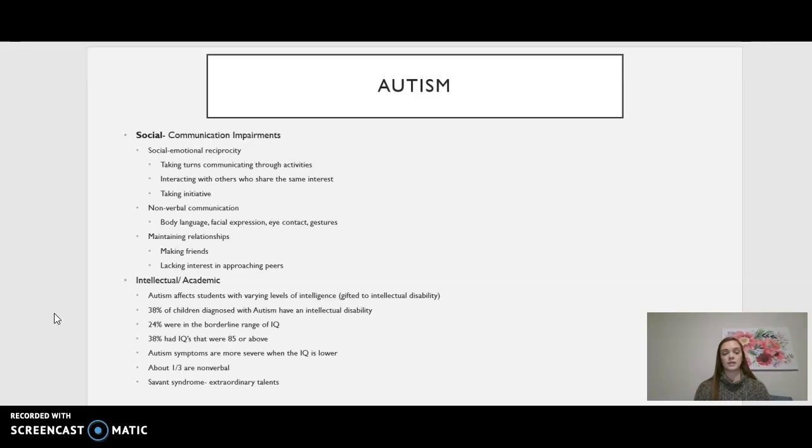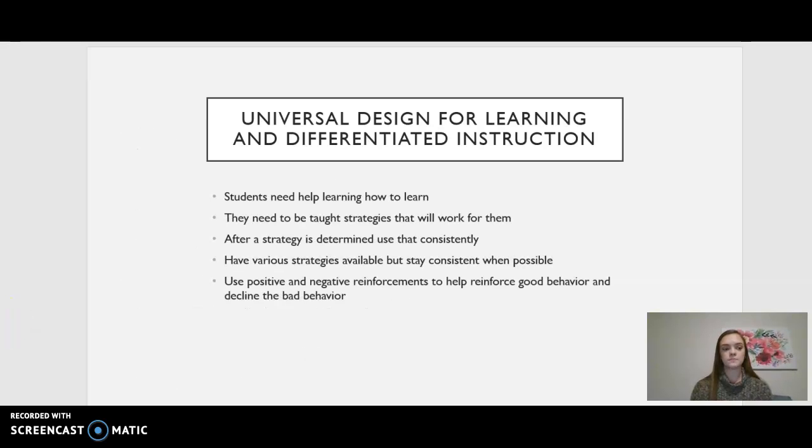Also with their intellectual and academic, like I said before, it's varying levels of intelligence. There can be students that are super high functioning and some that cannot. Oh, also with this is the savant syndrome, and that includes students who have extraordinary talents. So an autistic student may be able to know a calendar date from 1940, but they don't know how to add and subtract. That would be a savant syndrome, and a lot of autistic kids may have this.